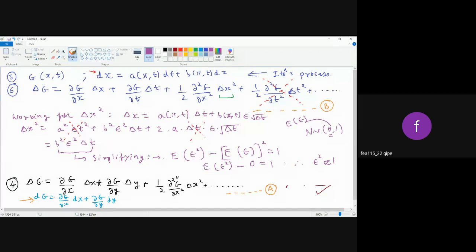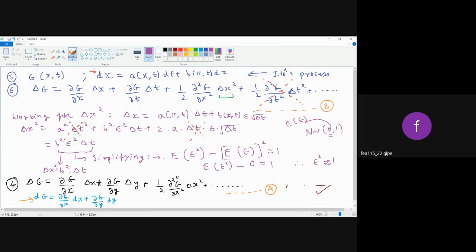So using this simplifying assumption, I can drop this epsilon square from my analysis. I'm just simplifying this whole thing. So this becomes b square into delta t. I don't have to worry about epsilon square anymore. So this is nothing but my delta x square. And finally, if I simplify my equation, I have one important result, which I call Ito's lemma.